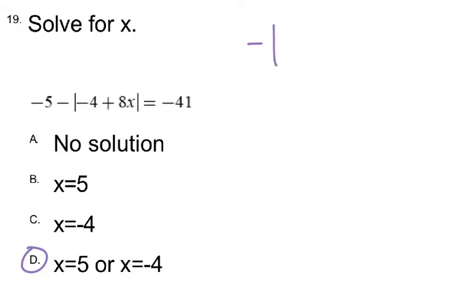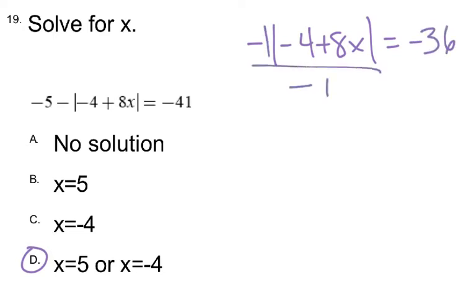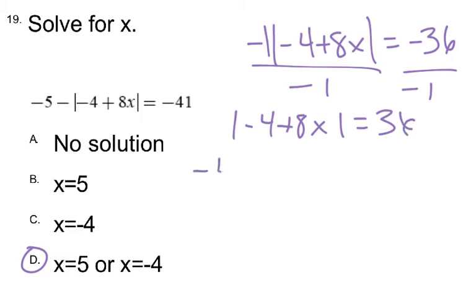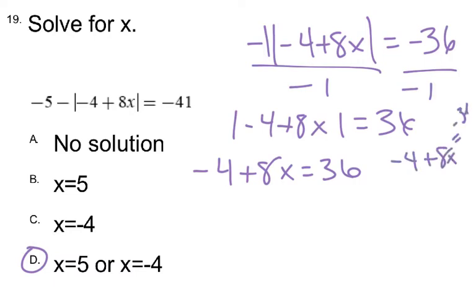Okay, this one, I'm going to get the absolute value bars by themselves, so I'm going to add 5 to both sides. And now I'm going to pretend that's a negative 1, and I'm going to divide both sides by negative 1. And then I'm going to make this into two different problems. One of them is going to be equal to positive 36. The other is going to be equal to negative 36. Okay, I'm going to add 4 to both sides. This one, same thing. I'm going to add 4 to both sides.